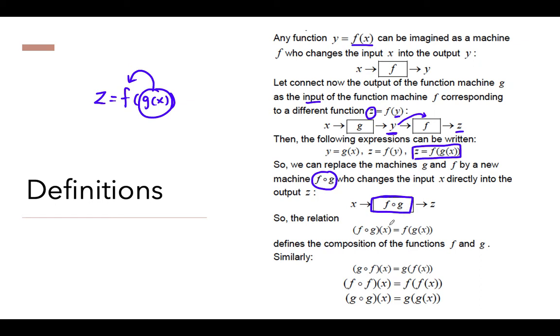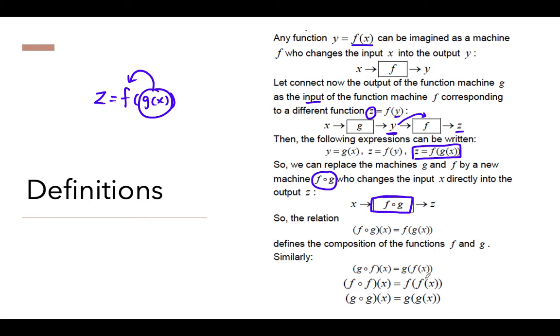Now the order is very important. f composite of g means that g of x is the input. But on the other hand, if it is g composite of f of x, that means f has to come first and then g.